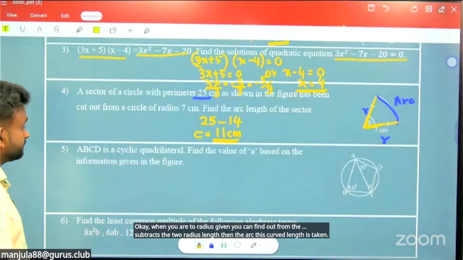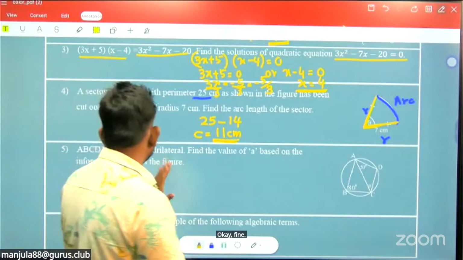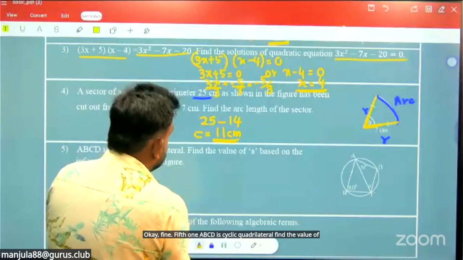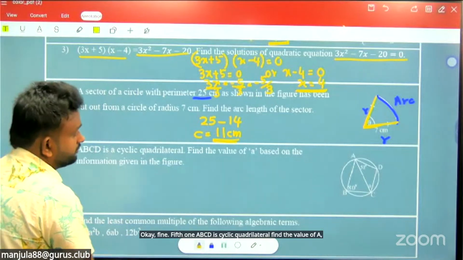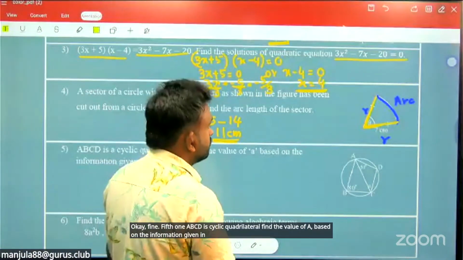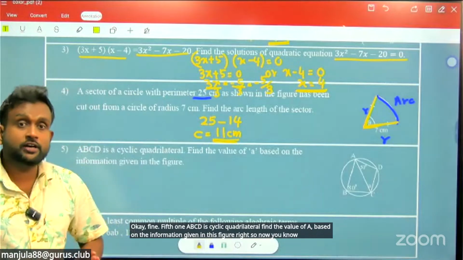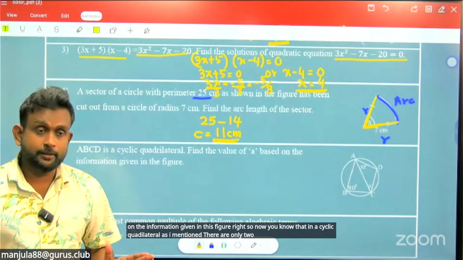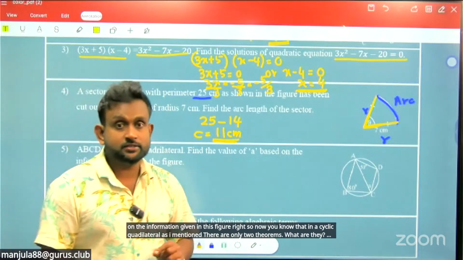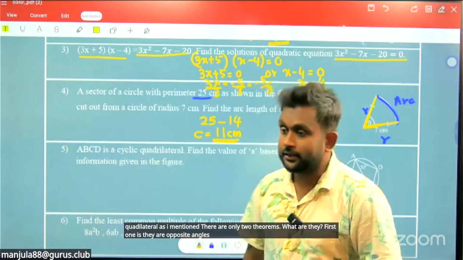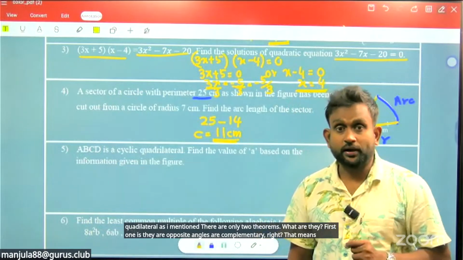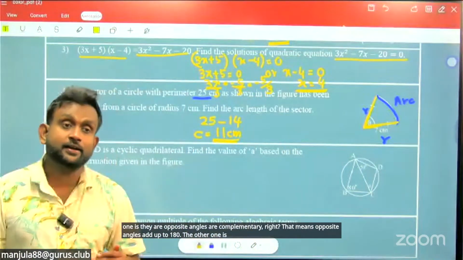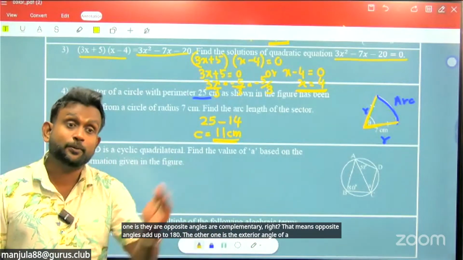Okay, fine. Fifth one, ABCD is a cyclic quadrilateral. Find the value of A based on the information given in this figure. So now you know that in a cyclic quadrilateral, as I mentioned, there are only two theorems. What are they? First one is their opposite angles are supplementary, that means opposite angles add up to 180. The other one is the exterior angle of a cyclic quadrilateral equals the interior opposite angle.